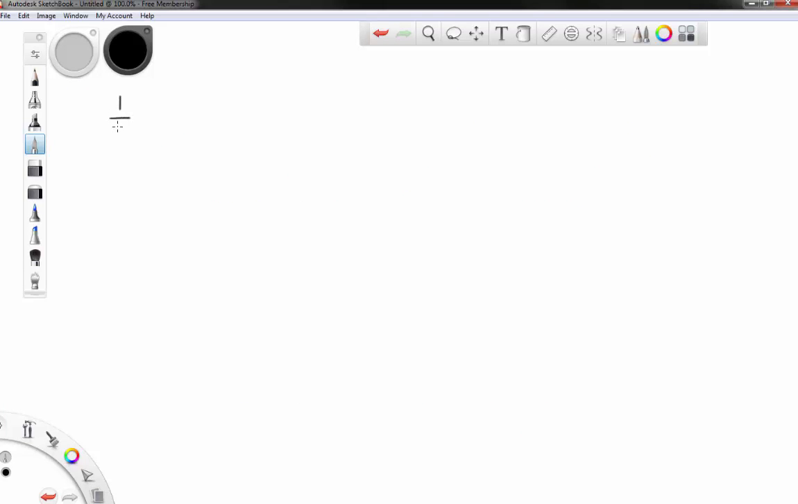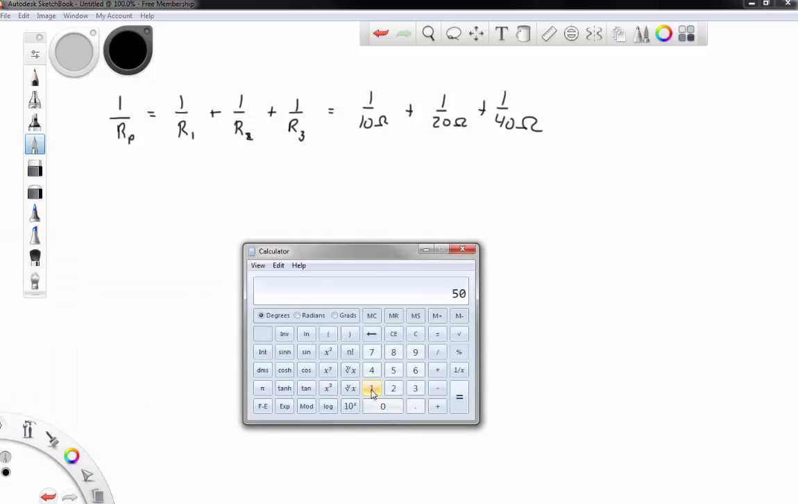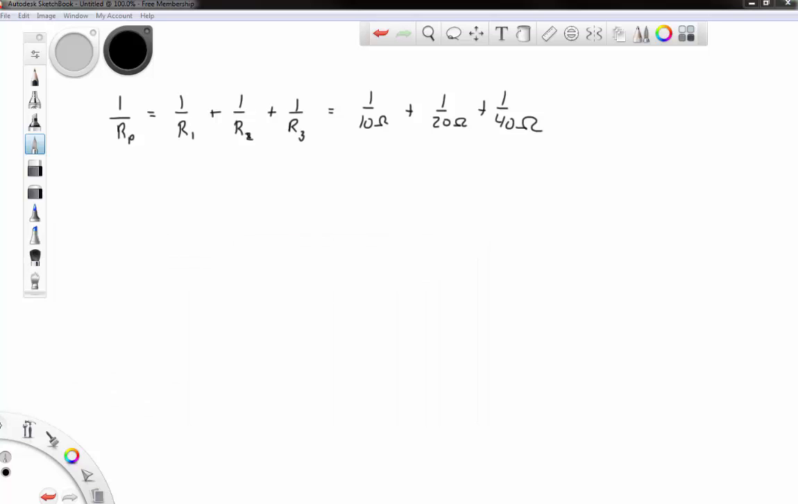Alright, so again, we need to first of all figure out what the equivalent resistance is. So we use the parallel resistance formula: 1 over R1 plus 1 over R2 plus 1 over R3. So that's 1 over 10 ohms plus 1 over 20 ohms plus 1 over 40 ohms. If you want to use your calculator, you might do it like this. There's 1 over 10, and then 1 over 20, and then 1 over 40. And so you come up with 0.175 inverse ohms.